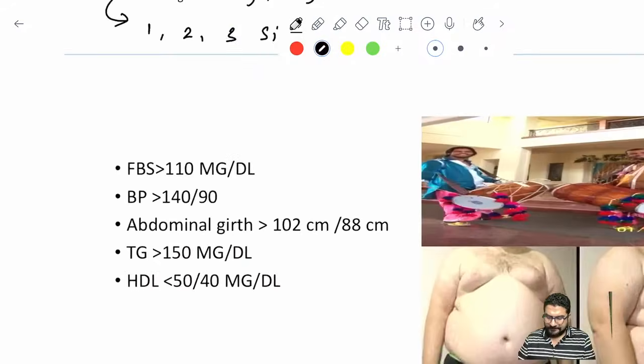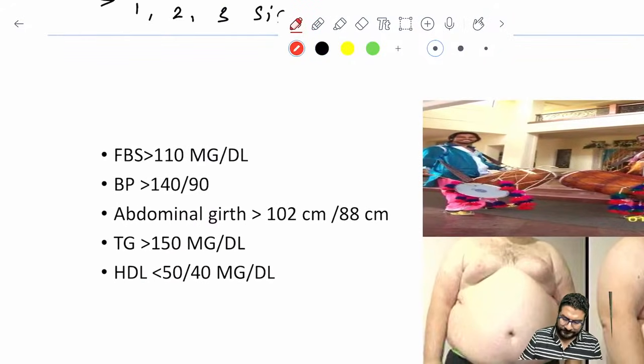Moving to the last thing. So fasting blood sugar, hypertension. Fasting blood sugar means diabetes, hypertension. Abdominal girth is more than 102 in case of males and more than 88 in case of females.